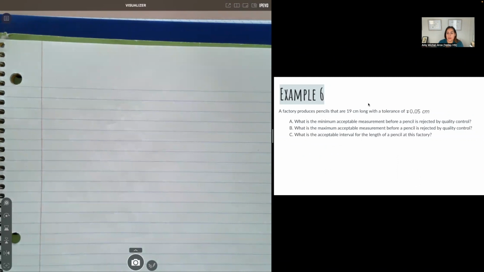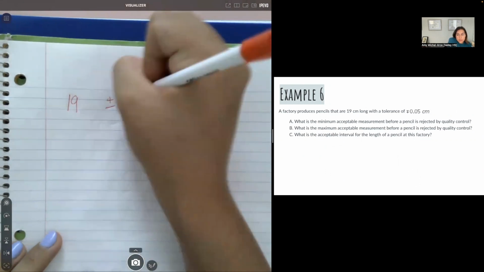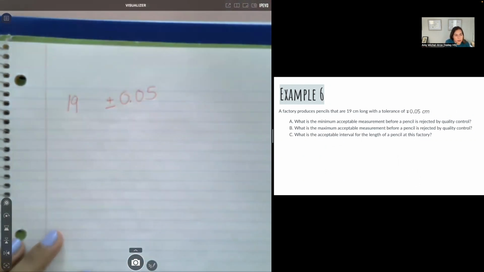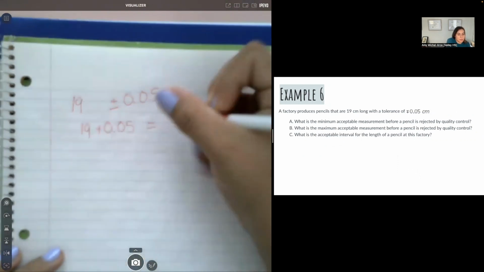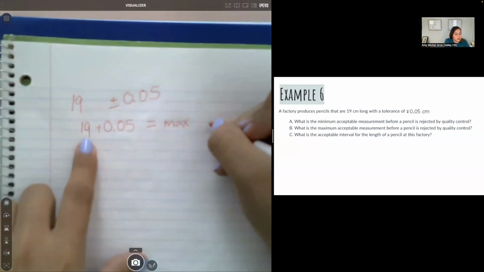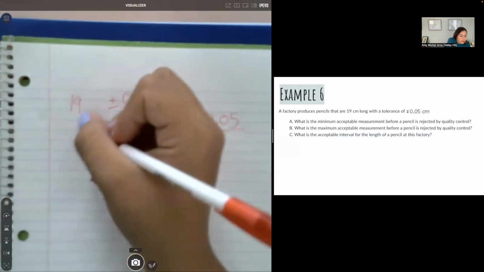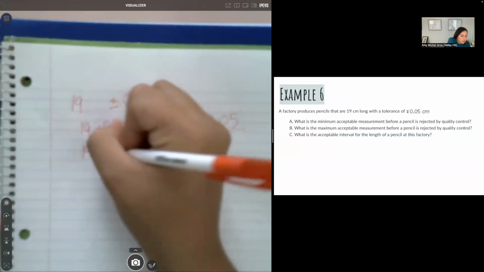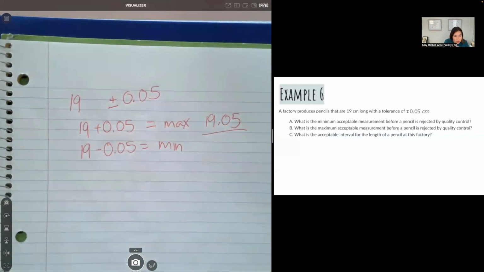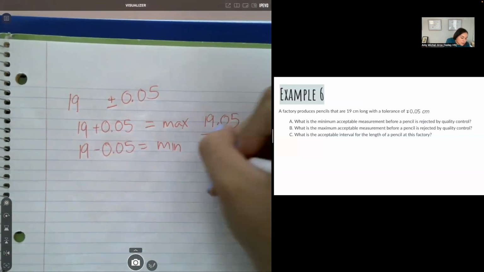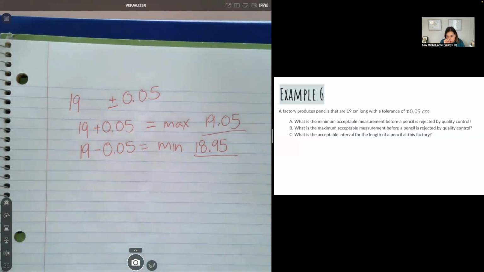A factory produces pencils that are 19 centimeters long with a tolerance of plus or minus 0.05. So if I add 0.05, that's going to give me my maximum. That's going to be 19.05. That is my maximum allowable value. My minimum is going to be when I subtract this. So my minimum comes from subtracting the 0.05 from the 19, and I get 18.95. That's my minimum value.